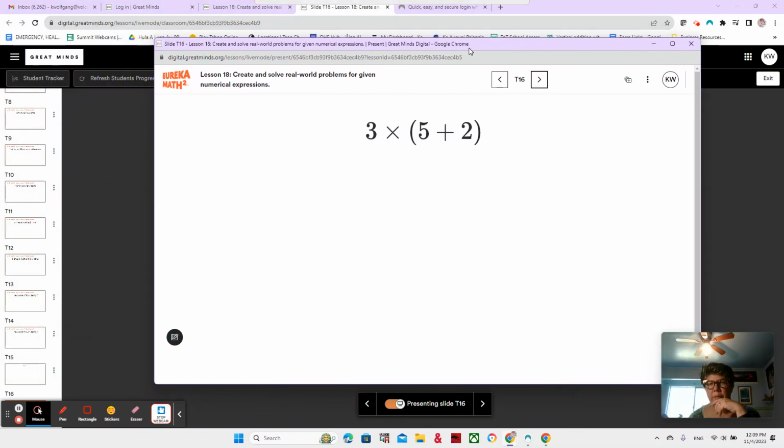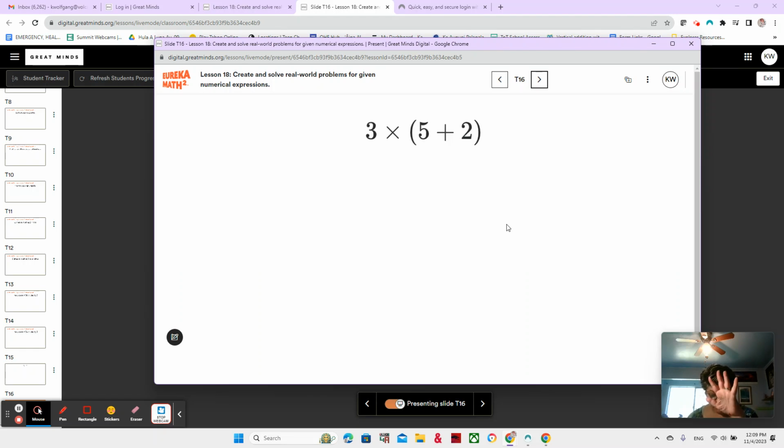Now we're going to make it a little more complicated. Now we have 3 times 5 plus 2. So we have 5 goldfish in the tank. 2 clownfish are in a small tank together. 5 goldfish and 2 clownfish in a small tank. There's 3 times as many fish in a large tank. How many fish are in the large tank? 7 times 3, 21. Okay, so 3 times as many.